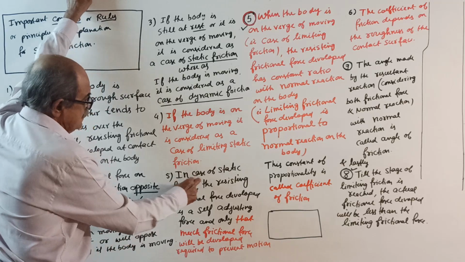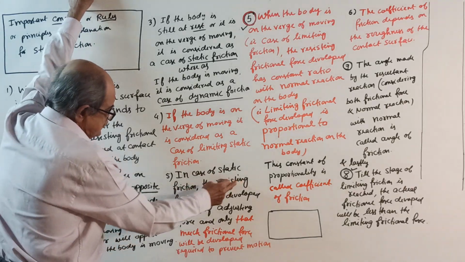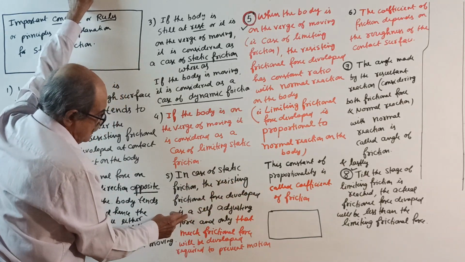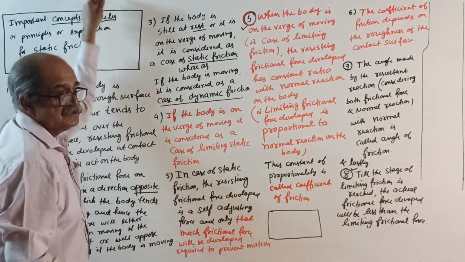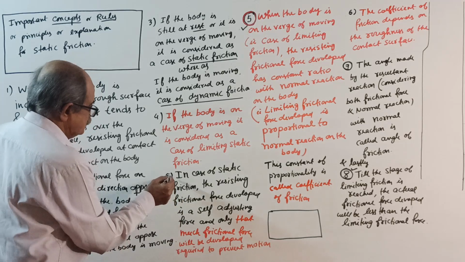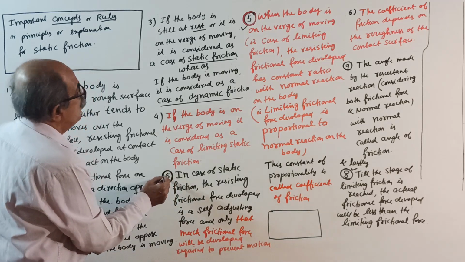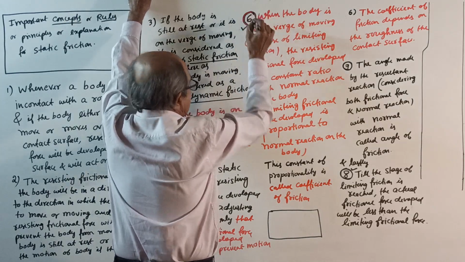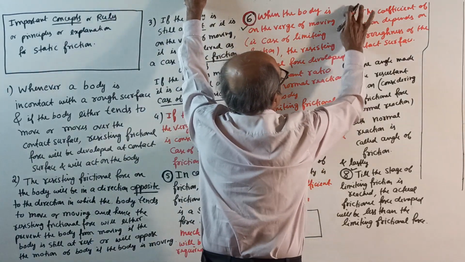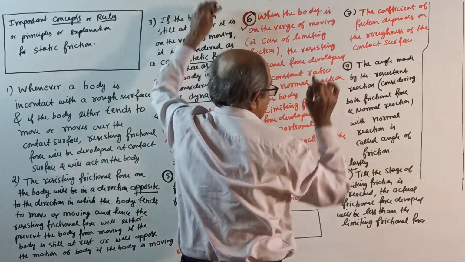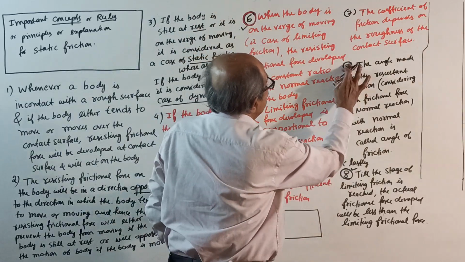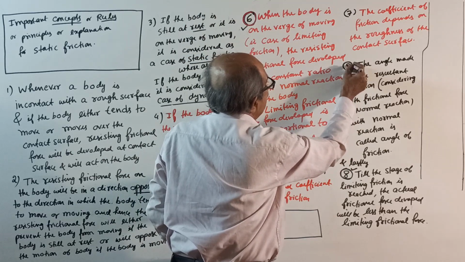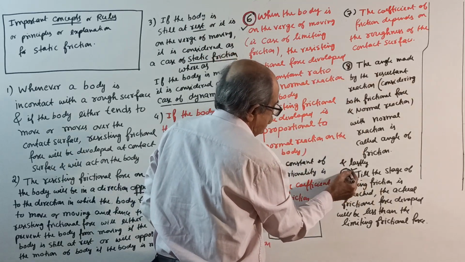Next, in case of static friction, the resisting frictional force developed is a self-adjusting force. This is very, very important. I told point number 5. This is 6 actually. Okay, this is 6, this is 7, this is 8, this is 9. The numbering was missed.